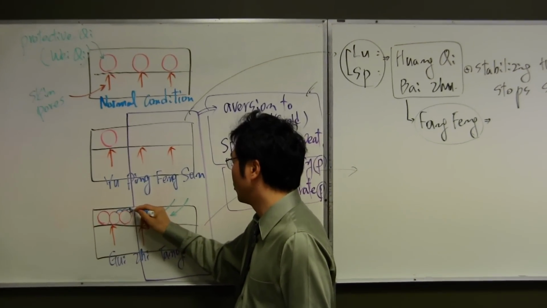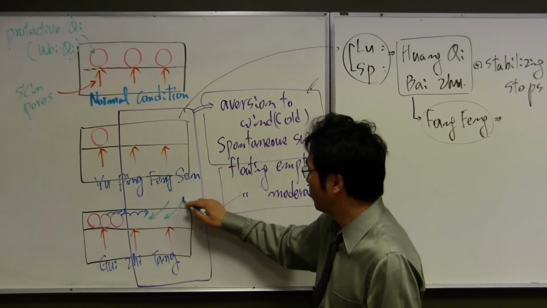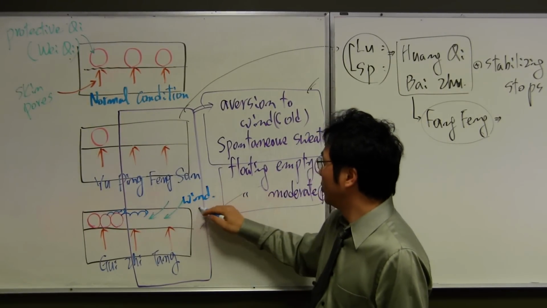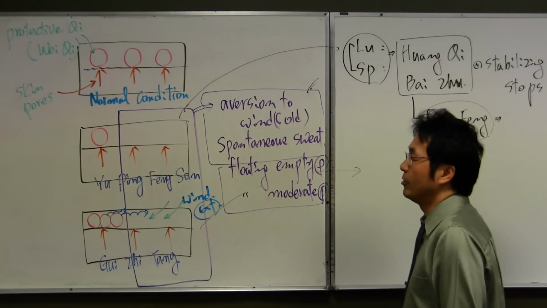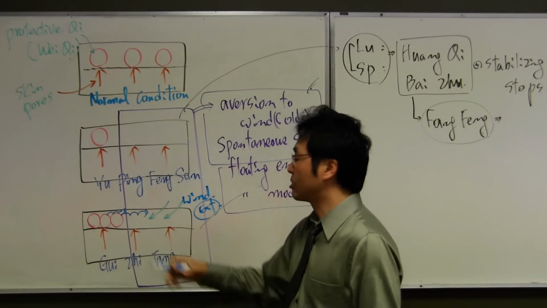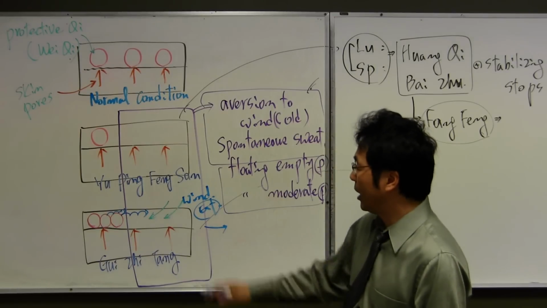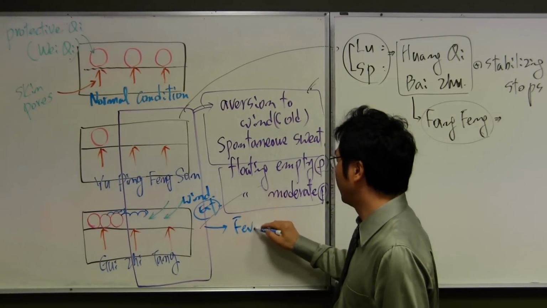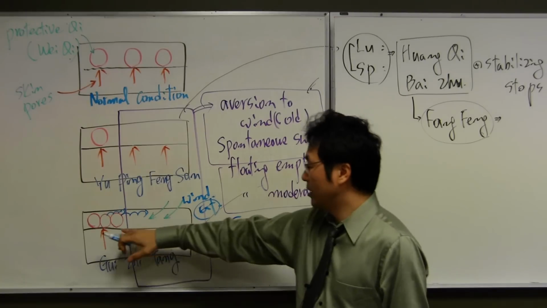The Wei Qi tries to return to its original place, but which one is blocking it? Extra wind. Extra wind blocks the Wei Qi from returning to its original place. So what's going on? These two factors struggle against each other. So it induces something. Which one? The fighting. There's a fever, right? So this is the first sign in this picture.